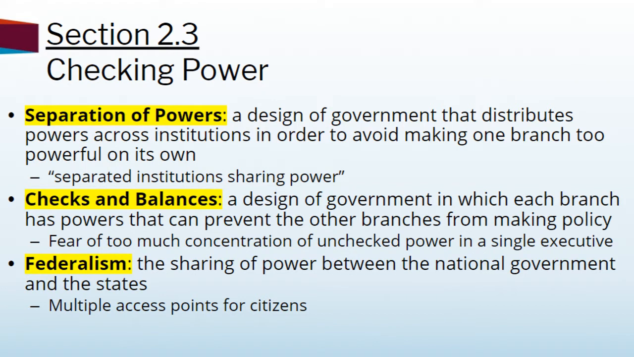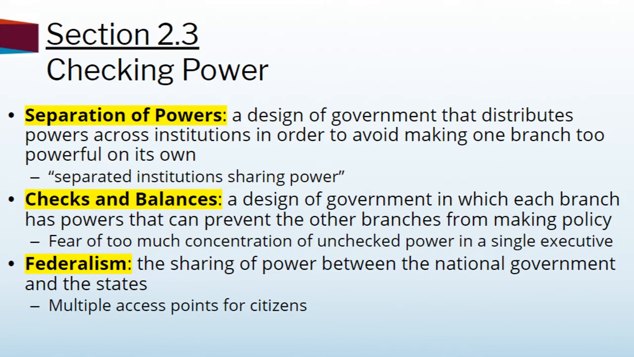And a quote there is, "Separated institutions sharing power." They share power in a way to where power is separated out from just one branch having it all. The other principle they wanted to put into the document was checks and balances. And that's a design of government in which each branch has powers that can prevent the other branches from making policy. And that was based out of a fear of too much concentration of unchecked power in a single executive.